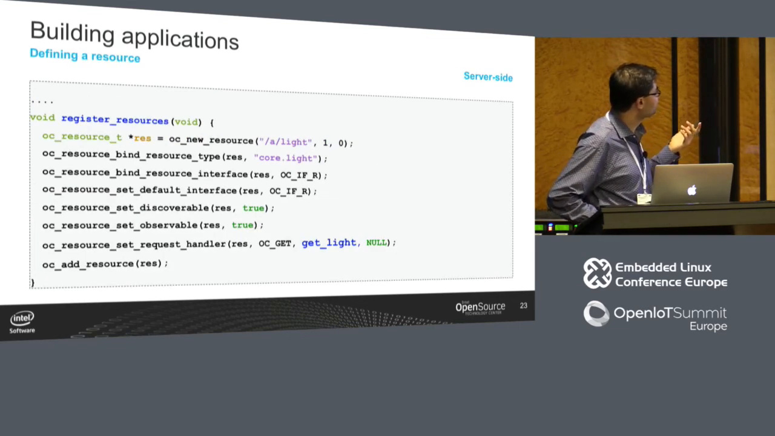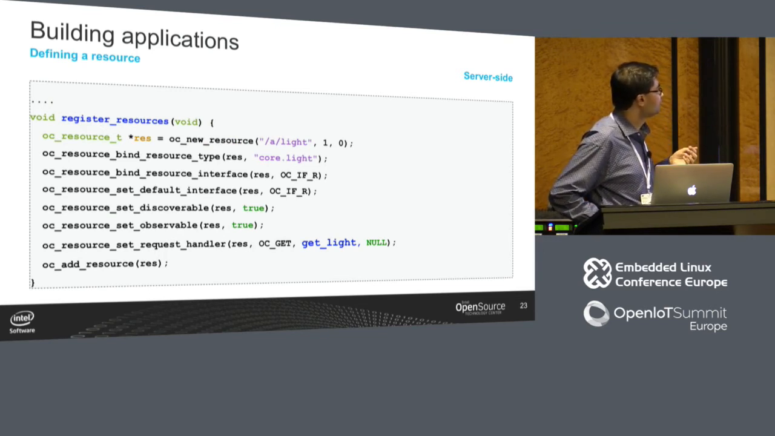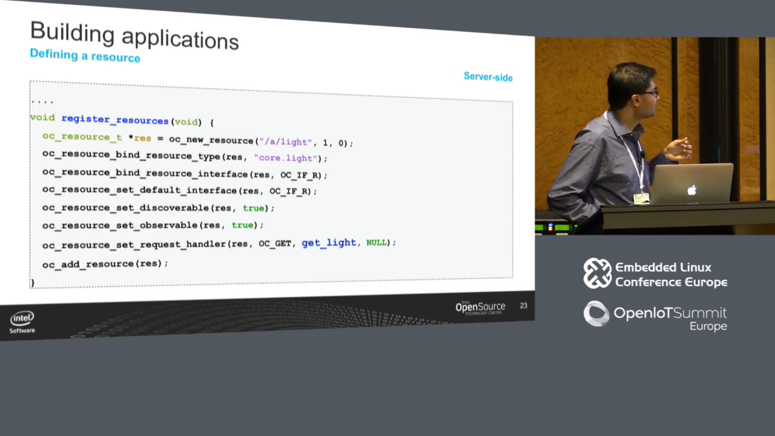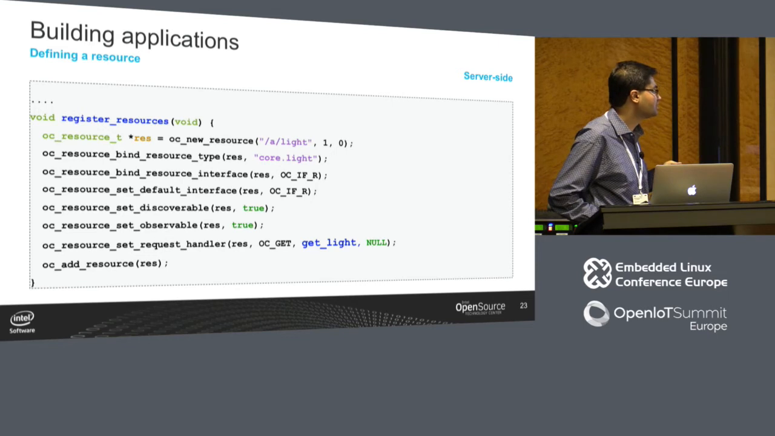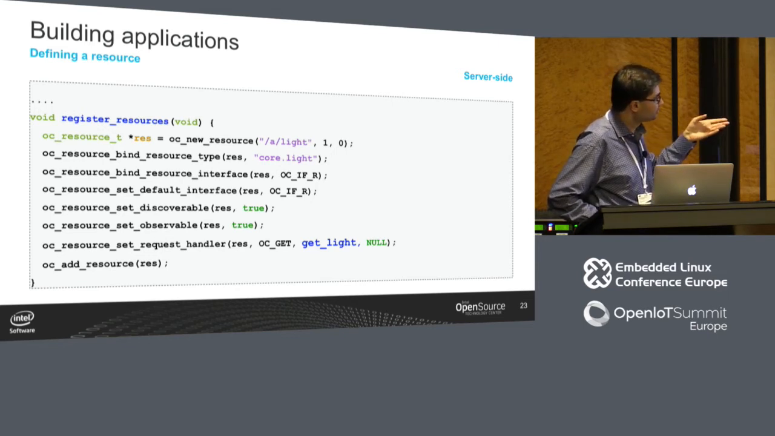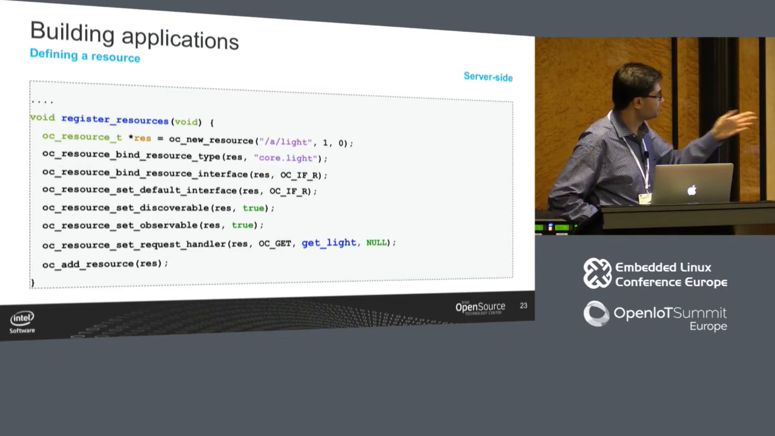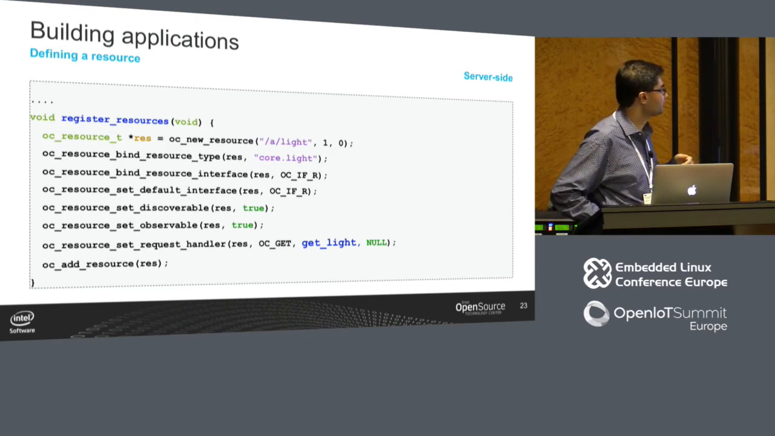This is an example of the resource registration callback, where I'm defining a resource with URI a/light of a resource type core.light. It's set to be discoverable and observable. It supports only the GET method and sets the resource handler as get_light, which is a callback that we'd have to define.